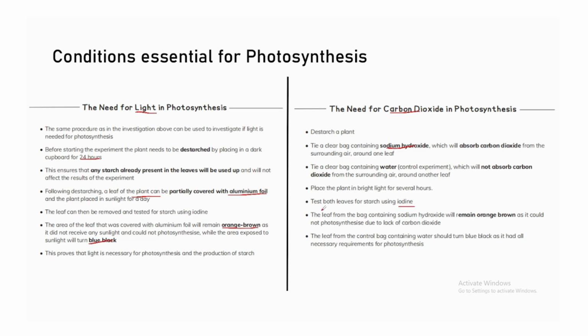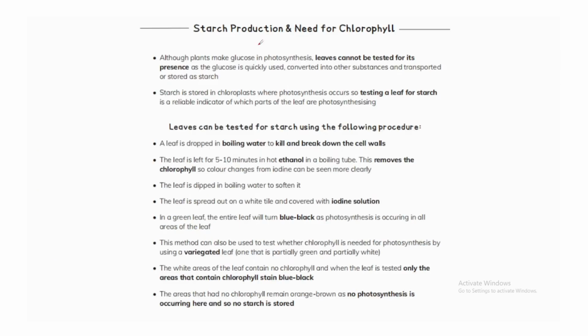iodine. The leaf from the bag containing sodium hydroxide will remain orange brown as it could not photosynthesize due to the lack of carbon dioxide. The leaf from the control bag containing water should turn blue black as it had all necessary requirements for photosynthesis. Starch production and need of chlorophyll.